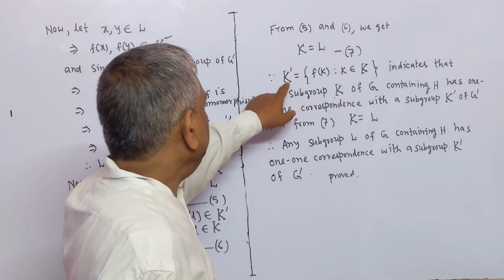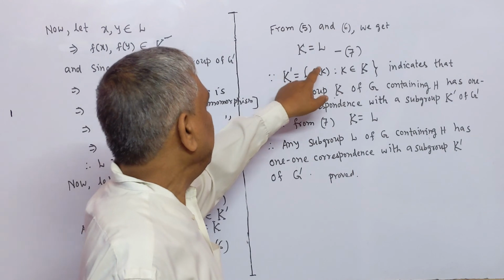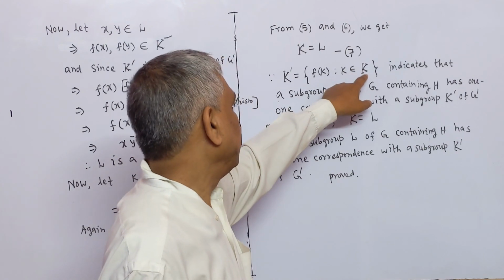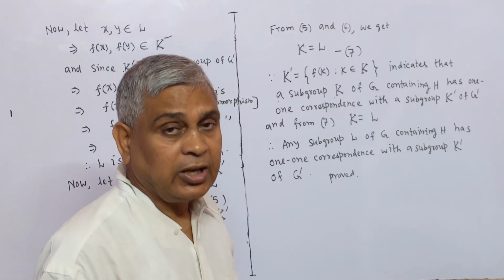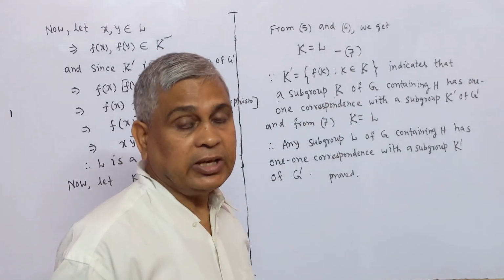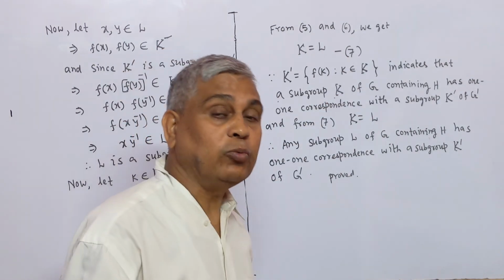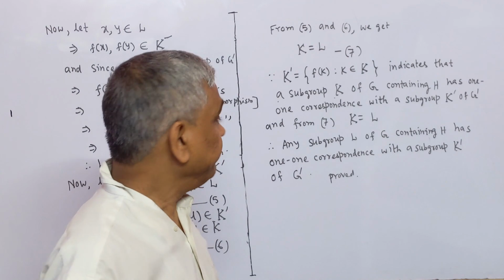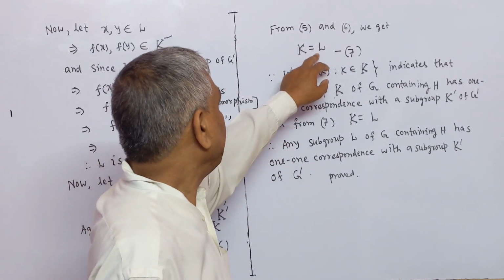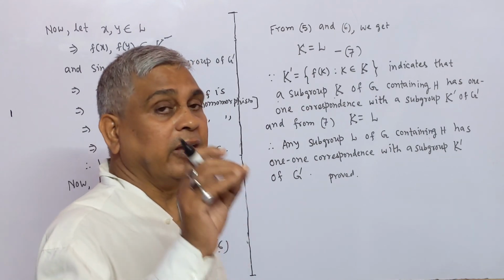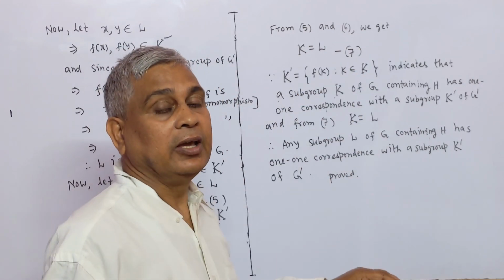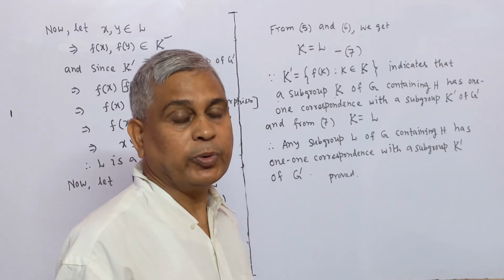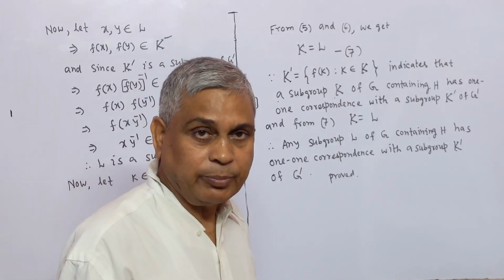Since K prime equal to the elements containing f k, k belongs to capital K, a subgroup K of group G containing H has 1-1 correspondence with a subgroup K prime of G prime, and from 7 K equal to L, therefore any subgroup L of G containing H has 1-1 correspondence with a subgroup K prime of G prime. Proved.